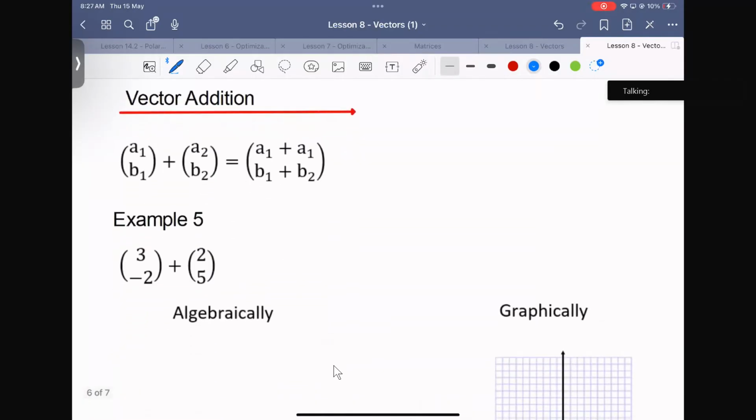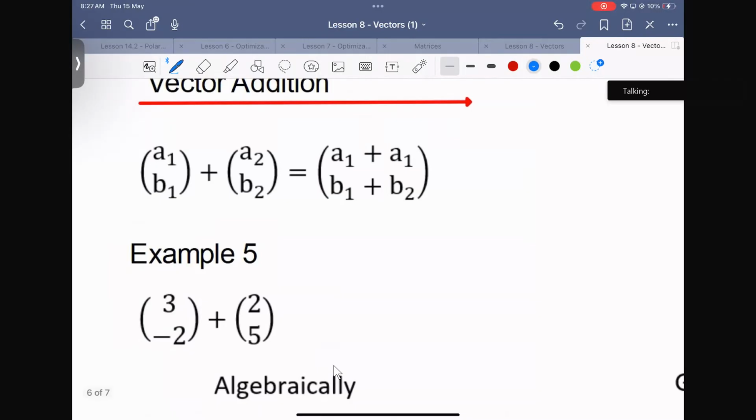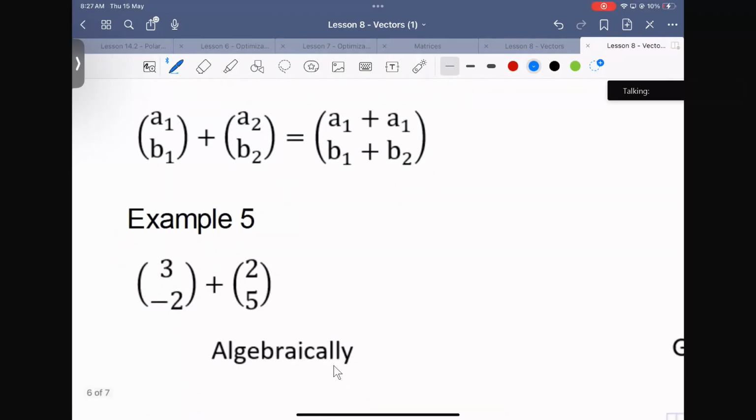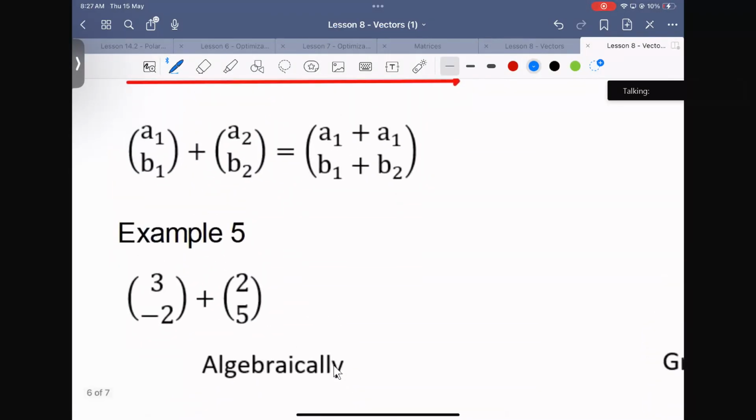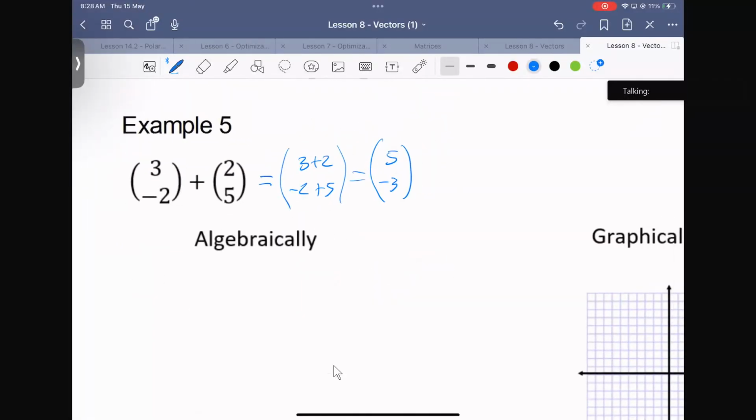Okay, last up I think is vector addition. Pretty straightforward. When we add two vectors together, we are going to get this as our result. Showing you here with my example, we've got 3 plus 2 over minus 2 plus 5, which gives us 5 over 3.